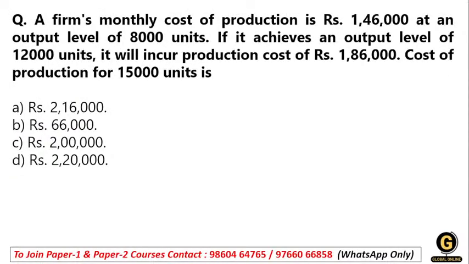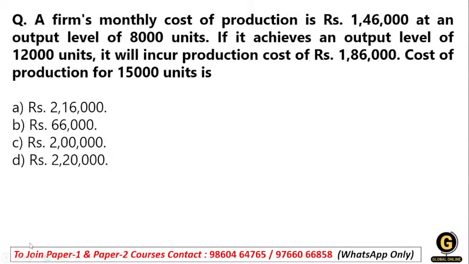This one will be the last question of today's session. This is actually a numerical question. A firm's monthly cost of production is 1,46,000 at an output level of 8,000 units. If it achieves an output level of 12,000 units, it will incur a production cost of 1,86,000. The cost of production for 15,000 units will be?